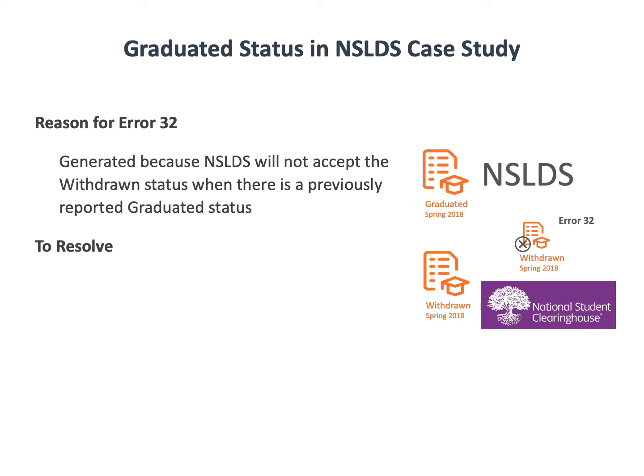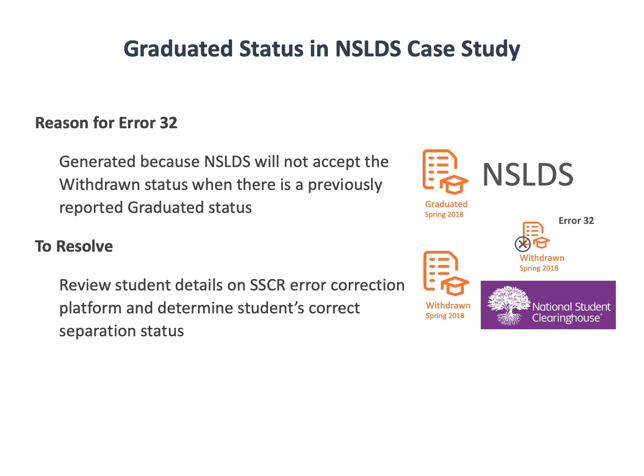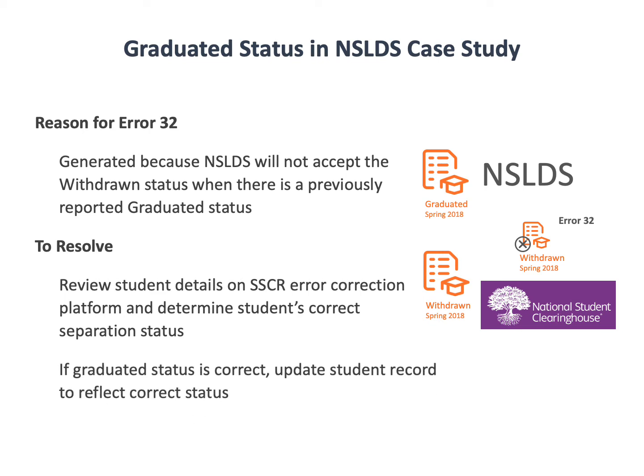To resolve the error, first review the student's record through the SSCR Error Correction platform and determine what the student's separation status is at your school. If the student did graduate, use the SSCR Error Correction platform to update the student to reflect the correct graduated status and the effective date for the graduated status. If the student did not graduate, then a direct update to NSLDS will be needed to correct the error.